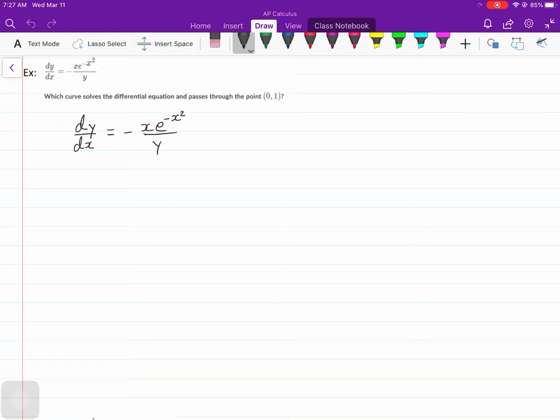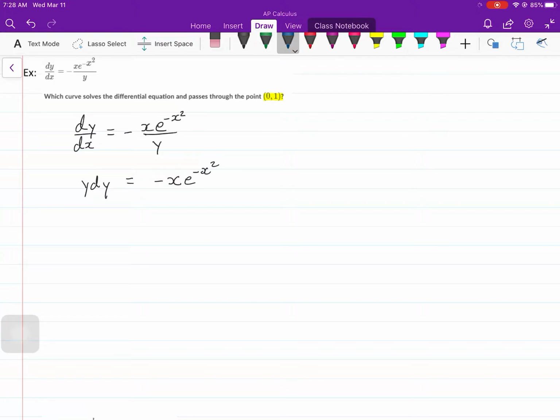Alright guys, so today we're going to be solving a separable differential equation, but we are given an initial condition, so we're going to use that to go ahead and find our particular solution. So let's go ahead and begin by separating our y on one side. So we're going to move the y by multiplying and then the dx over to the other side. So what we'll get is y dy equals negative x e to the negative x squared.